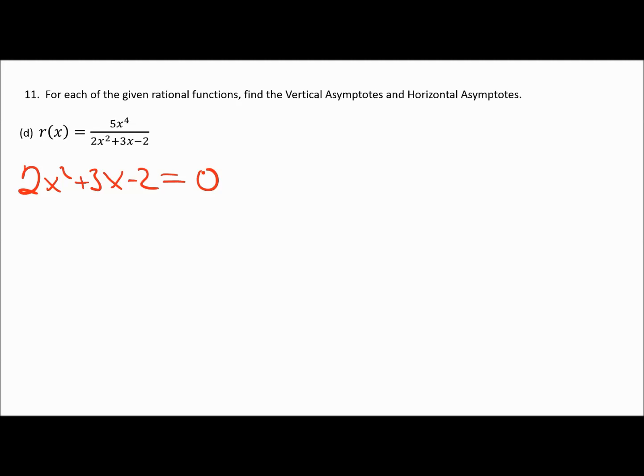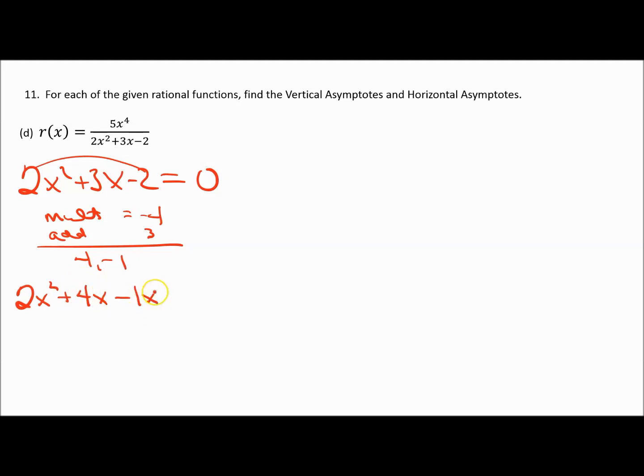We need to factor this if at all possible. You could play around with it, or you could use a technique like you're trying to find numbers that multiply to equal -4. How did I get that? By multiplying those together and add to be the middle number, which is 3. Numbers that would do that would be a +4 and a -1. Then you could rewrite the middle term, the 3x, with plus 4x minus 1x. And then the -2 just carries on over. See that trick? Then you do factor by grouping.